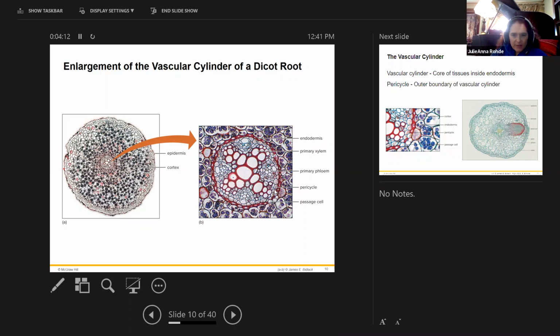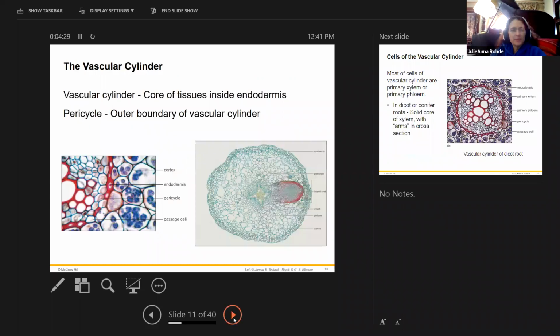Then we have pericycle, and some of the passage cells they're talking about here that allow things to get in and out, okay. But you can see there's not a whole lot of those because they're kind of just whiter color, okay. And then they're particular about what they allow in and out because of their makeup. All right, so the vascular cylinder is just that core of tissues inside the endodermis. And the pericycle is the outer boundary of the vascular cylinder.